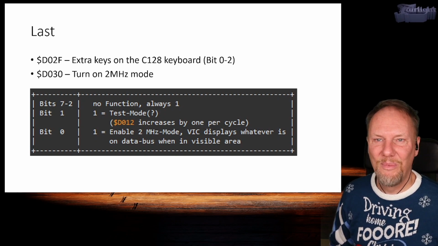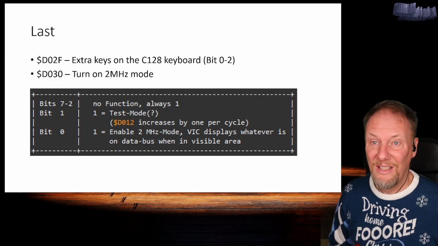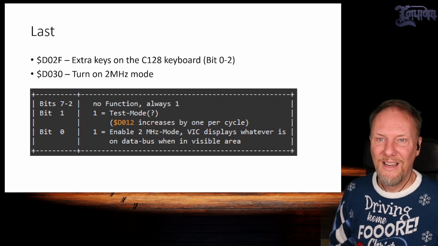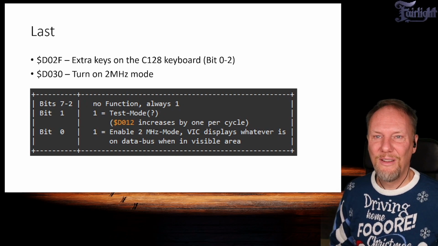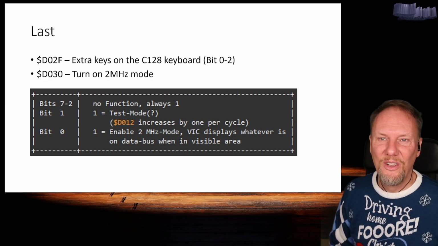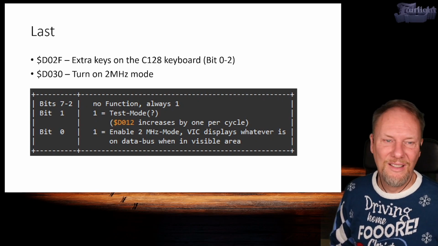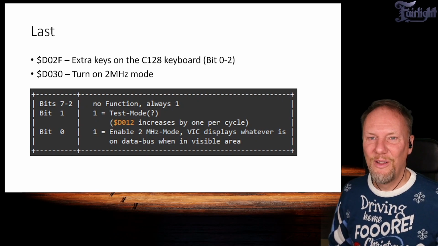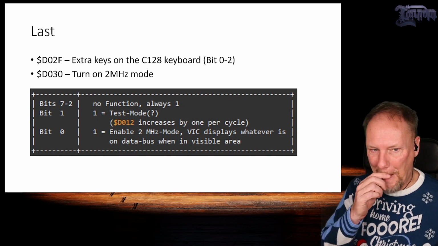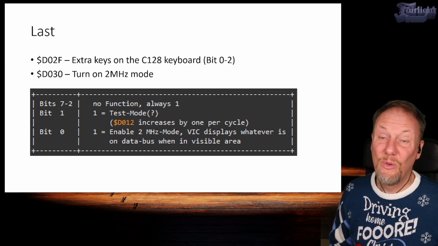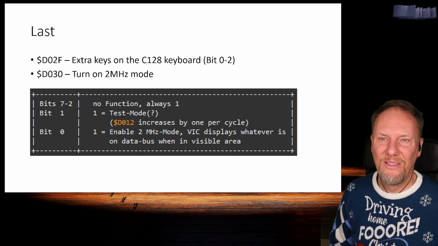It's really weird that the VIC is involved in that because it has absolutely nothing to do with the VIC. It's like changing the bank for the VIC in a timer chip as well. So you're controlling the VIC from the timer chip, and then you're controlling what should be the timer chip from the VIC. Really weird. And then you have this magical register D030, which has a bit that can turn on 2 megahertz mode inside the C64.